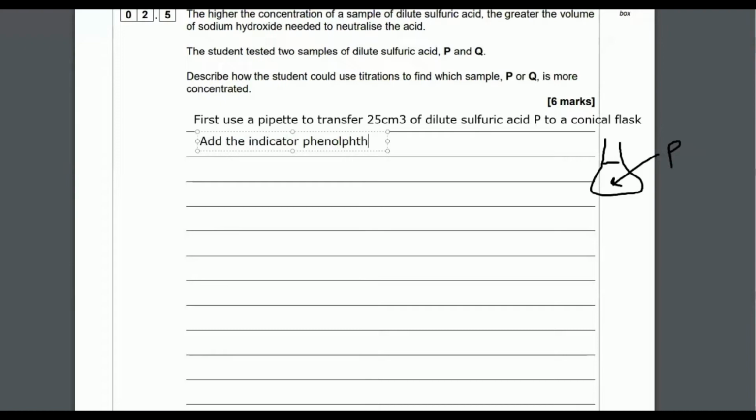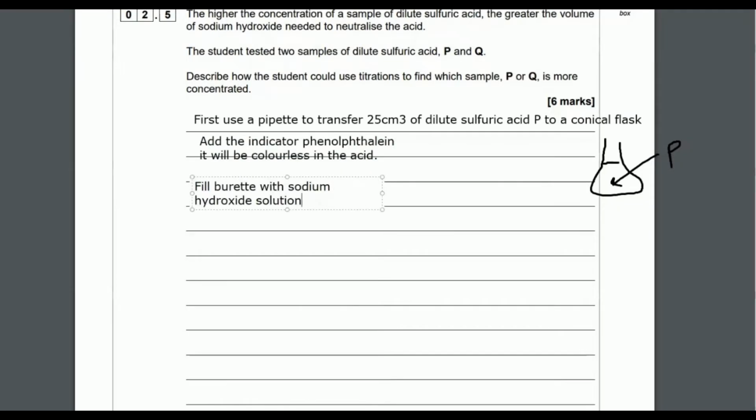Then add the indicator, phenolphthalein. Now, you don't have to use phenolphthalein. You can use methyl orange, which is the other option. I'm going to use phenolphthalein. That's colorless in acid. So if you remember that, you're going to get a mark. So it's going to be colorless to start with. A few drops of phenolphthalein, I should say, rather than just add 20 centimeters. I should have put a few drops.